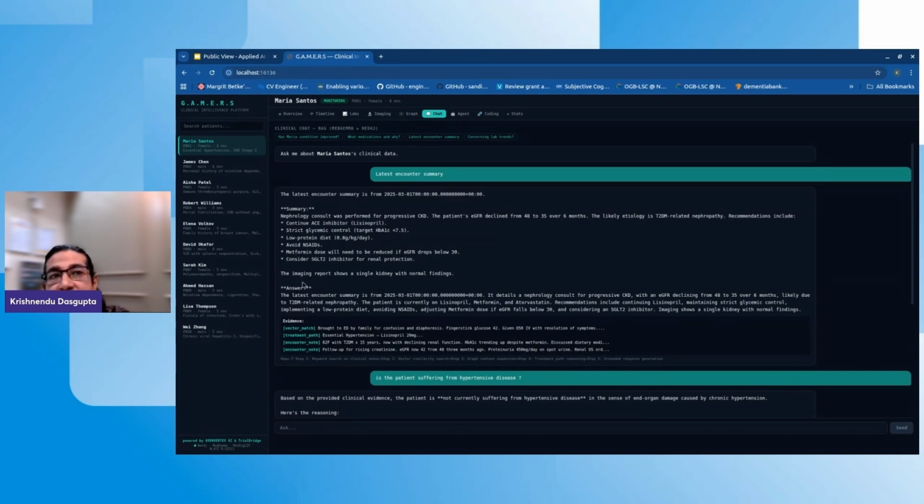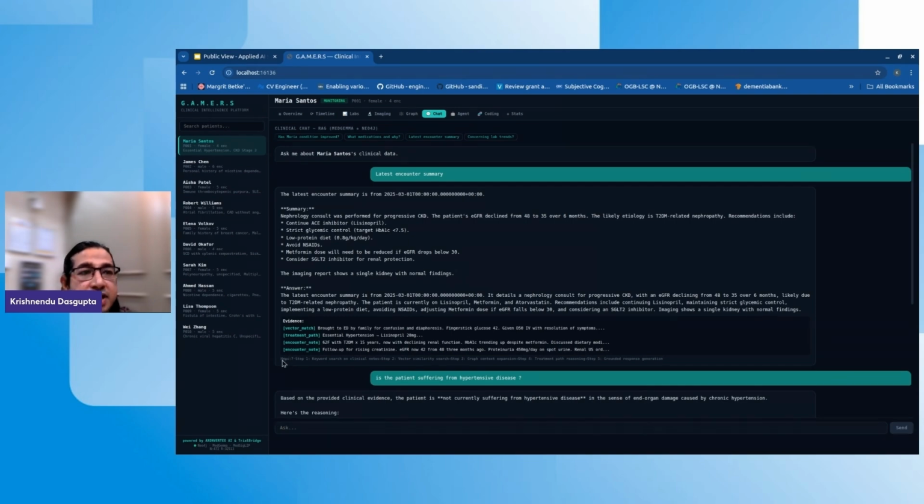And if you look into it, the latest encounter was on the 1st of March 2025. It not only specifies the encounter, it also specifies what the consultation was about. The biggest thing is it's not just a summarization. There's evidence of what it did. It went through a vector search, did treatment paths, looked into the graph nodes, the encounter node, and went through all of it.